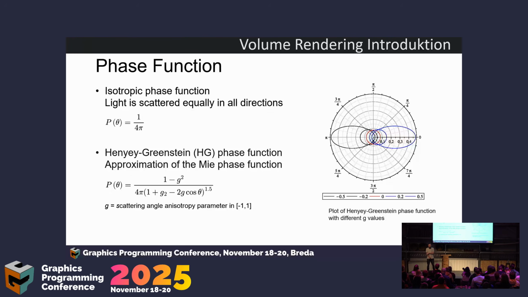And there are two popular phase functions in volume rendering. The first is the isotropic phase function. It basically scatters light in all directions equally. And the second one is the Henyey-Greenstein phase function, where light is scattered in different directions based on the anisotropy parameter G. So you can define how much light is scattered backward or scattered forward into the direction of the ray.